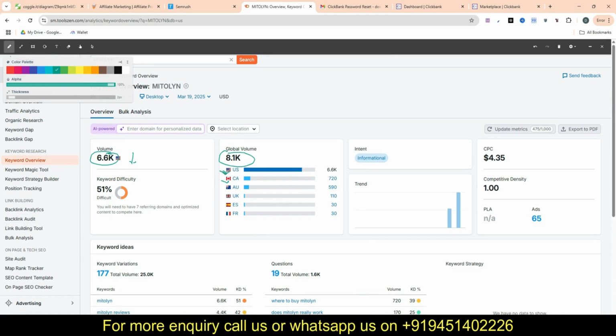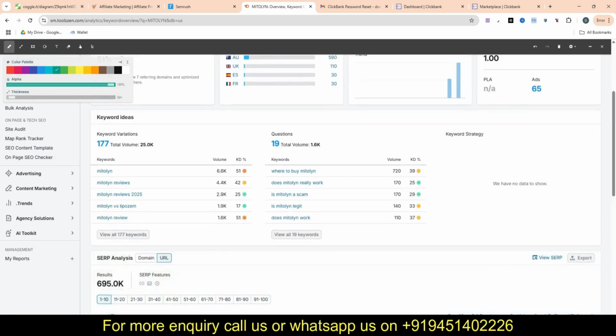Our main focus should be on the USA, and the volume in the USA is very good. Now look, when I go to search for keywords on any product, the first thing I focus on is what questions are being asked, like where to buy in volume. And these are called very transactional keywords.